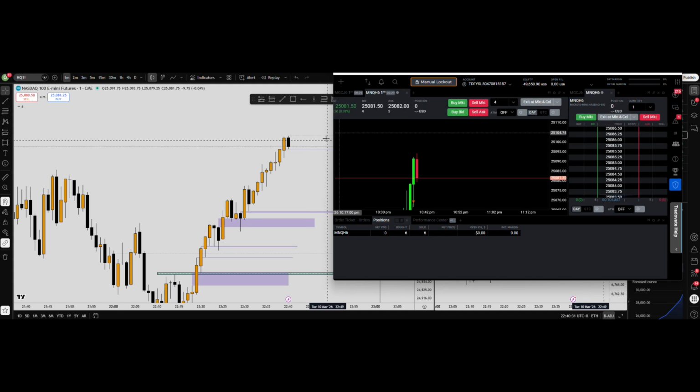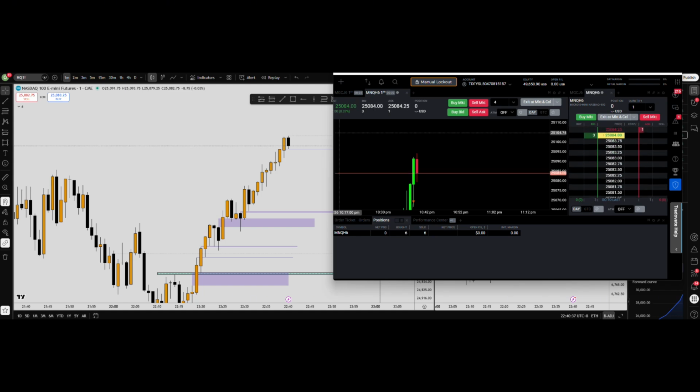So let's look for another opportunity, and we should be done by today. If I don't have any more setups, then I'll be done by today. I'll be done with this trade.